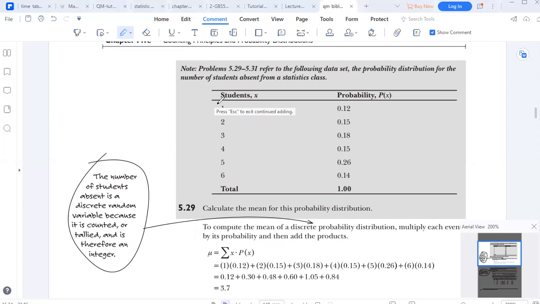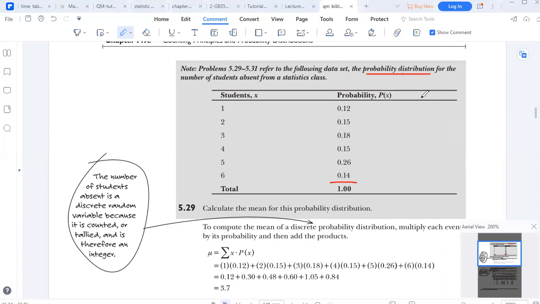So the question will succinctly tell you that this probability distribution is a random or a discrete random variable. We are told the number of students who are absent from a statistics class is a random variable x: 1, 2, 3, 4, 5, 6, and the probabilities 0.12 up to 0.14, the total probability adding up to 1.